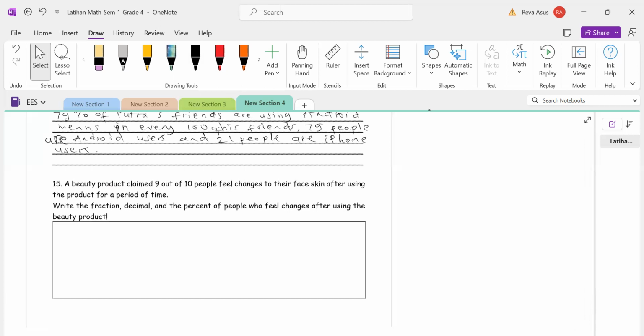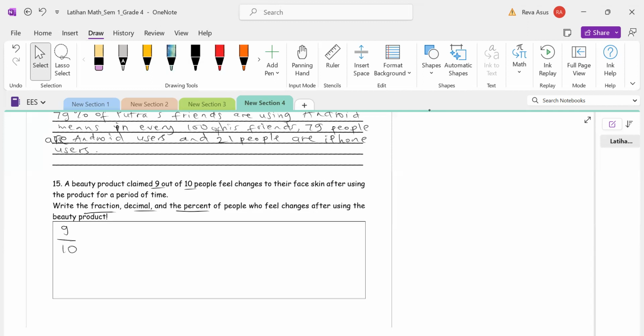And then number 15, the last one. A beauty product claims 9 out of 10 people feel changes to their face skin after using the product for a period of time. Read the fraction, decimal, and the percent of people who feel changes after using the beauty product. 9 out of 10, we can write as 9 out of 10.